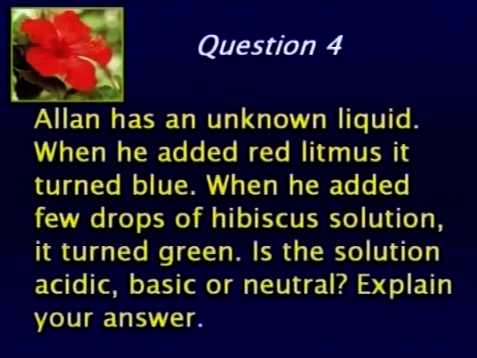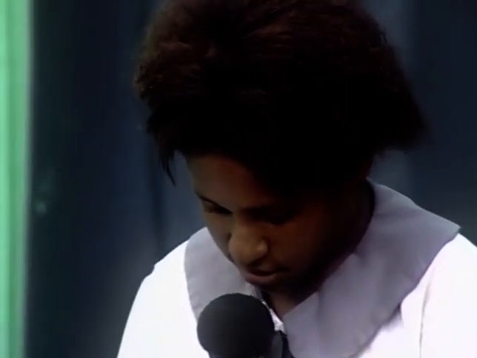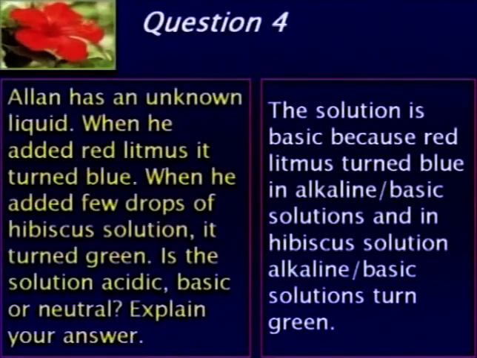Let's hear from her. The solution is basic because red litmus paper turns blue in basic substances and hibiscus solution turns green in basic substances. Very good. That is the correct answer. Let's have a look at mine. The solution is basic because red litmus paper turns blue in alkaline or basic solutions, and hibiscus solution turned green.